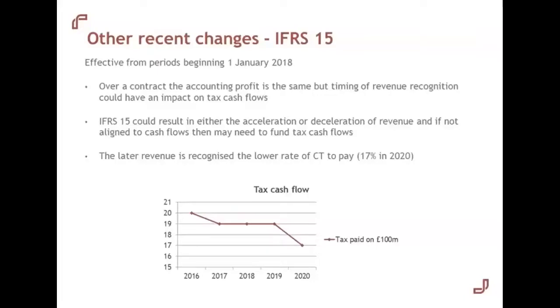IFRS 15 could result in either the acceleration or deceleration of revenue, and if not aligned to cash flows, then this could represent a net cash outflow on additional corporation tax payments. For quarterly instalment payers, this could have already had an impact on payments made. Finally, and given the reduction in corporation tax to 17% with effect from April 2020, the later the revenue is recognised, the lower rate of corporation tax to pay on these revenues.